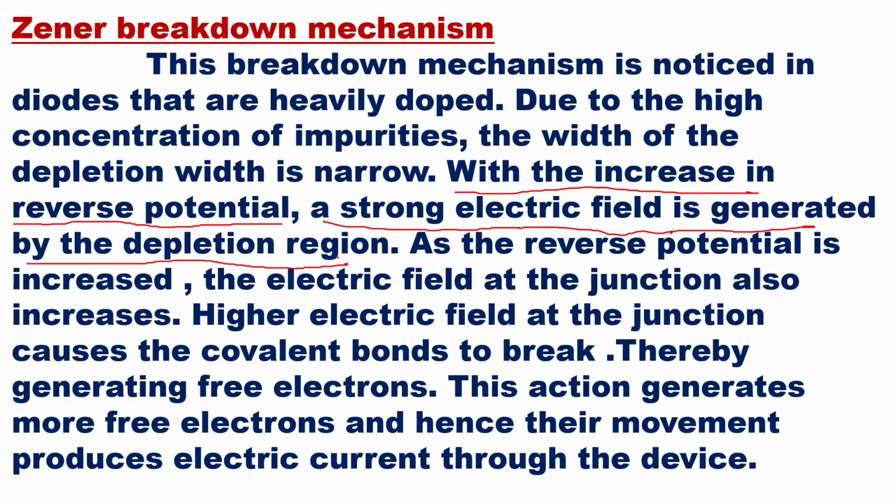Now, this strong electric field, what is it going to do? As the reverse potential is increased, the electric field at the junction also increases. The high electric field at the junction causes the covalent bonds to break, thereby generating more free electrons. This action generates more free electrons, and hence their movement produces electric current through the device. This is the Zener breakdown.